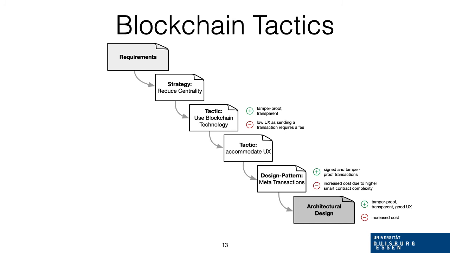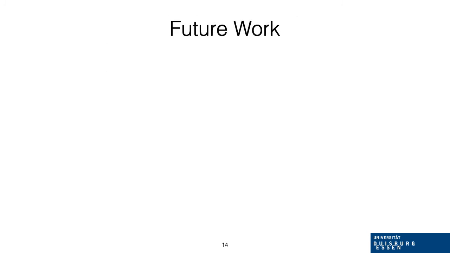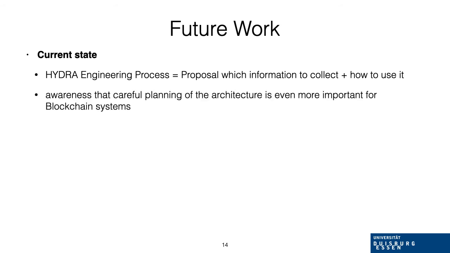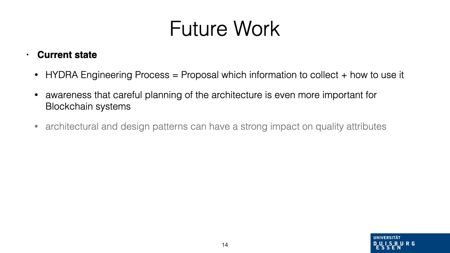So this was the main idea of our short paper here. Let's take a look at the future work. What is our current state? So we propose the Hydra engineering process, which is a concept that tells you which information to collect and how to use it when building blockchain-based applications. What's important here is that we want to create awareness that careful planning of the architecture is even more important for a blockchain system, and that the architectural and design patterns can have a strong impact on quality attributes, and that you need to be aware what these impacts are and how they are impacting the quality attributes.